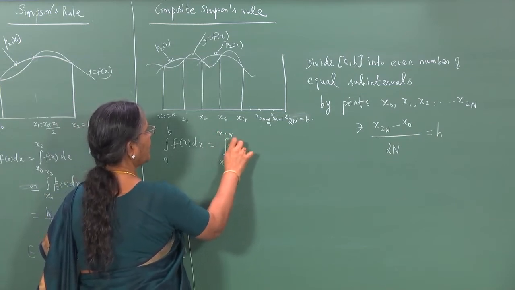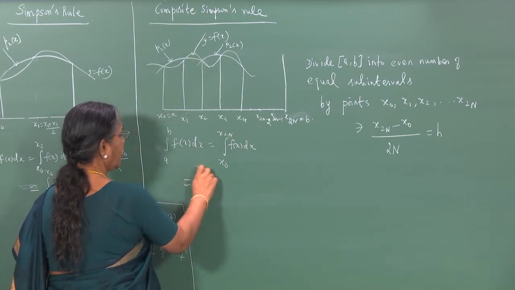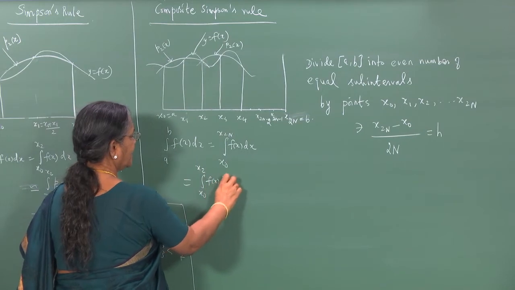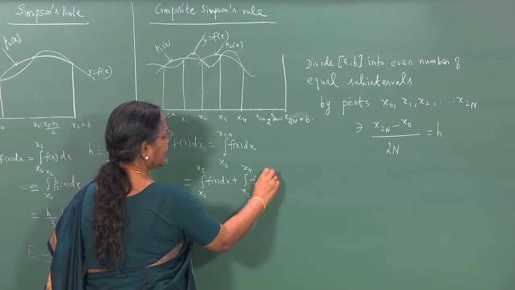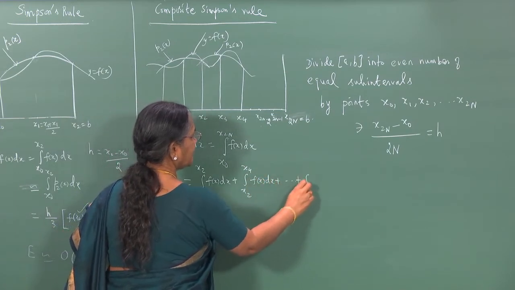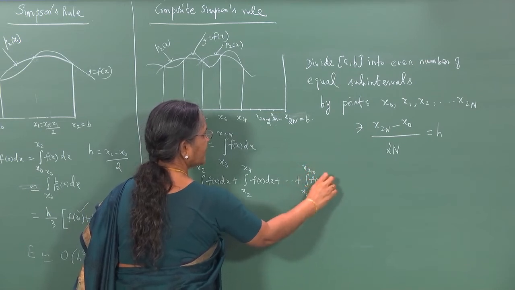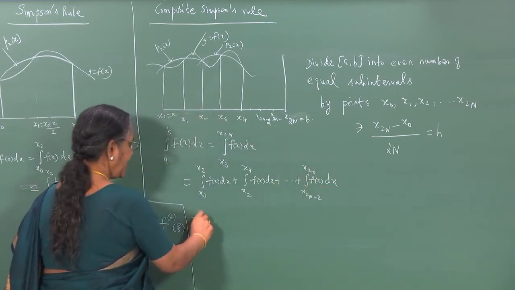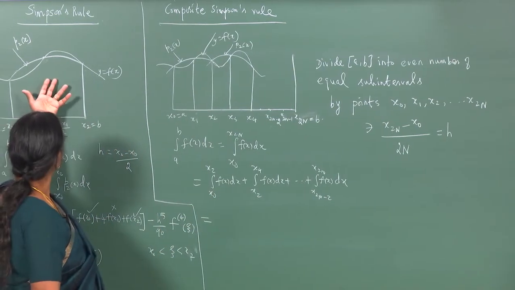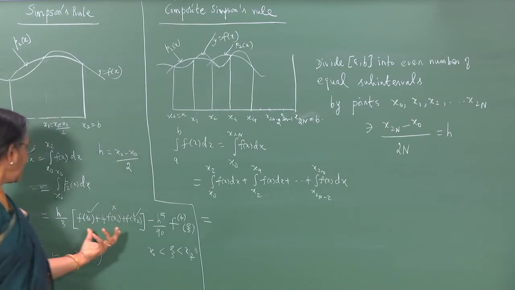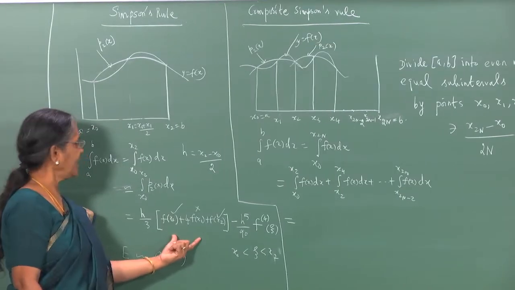Thus, that suggests that integral a to b f of x dx, which is integral x naught to x2n f of x dx, is going to be integral x naught to x2 f of x dx plus integral x2 to x4 f of x dx plus etc. plus integral x2n minus 2 to x2n f of x dx. So, now in each of these intervals I can apply Simpson's rule. I know how to get the ordinates appropriately and then apply this rule on the right hand side.